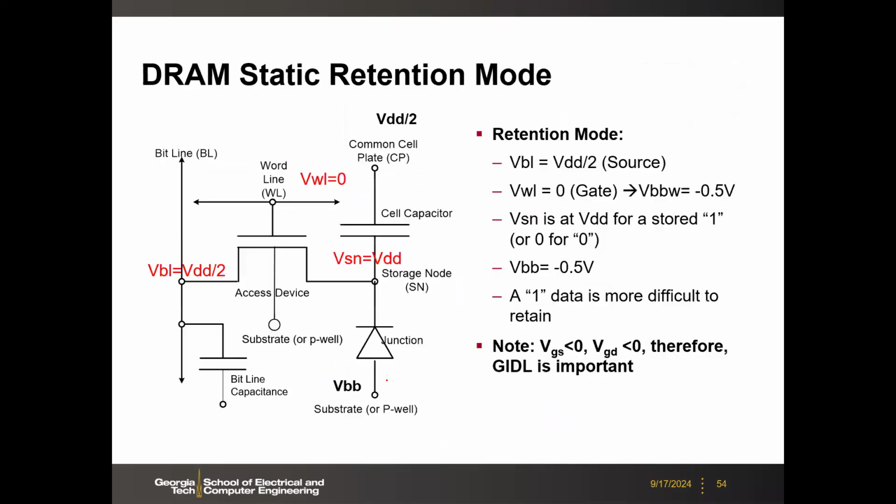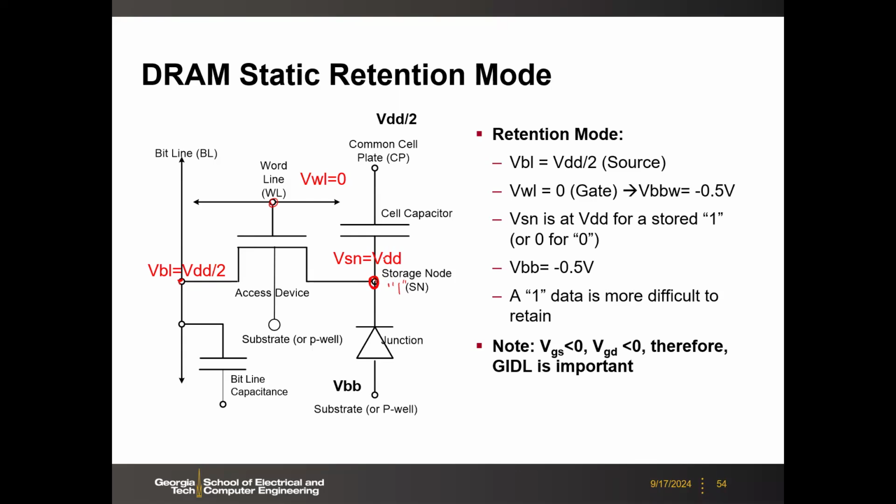So why does this GIDL current matter? If you look at the bias condition in the DRAM retention mode, this is the typical bias you are going to apply. Here, for example, the word line is off in the retention mode, so the word line is, let's say, 0. But then the bit line is usually pre-charged to half VDD, to make it ready for the next read operation. So the bit line is half VDD, okay? And then your storage node here, for example, we store 1, so you have VDD here.